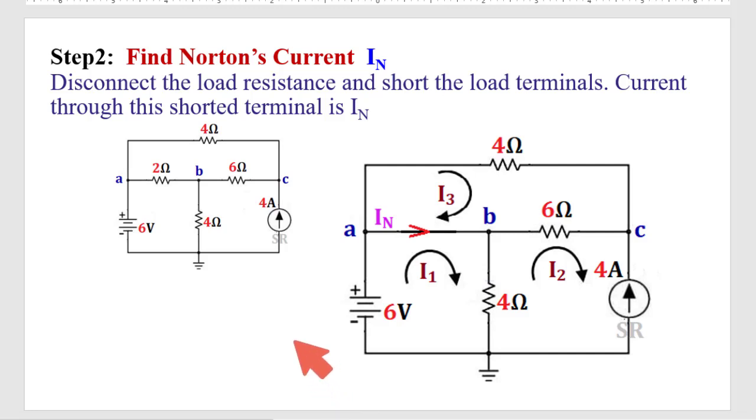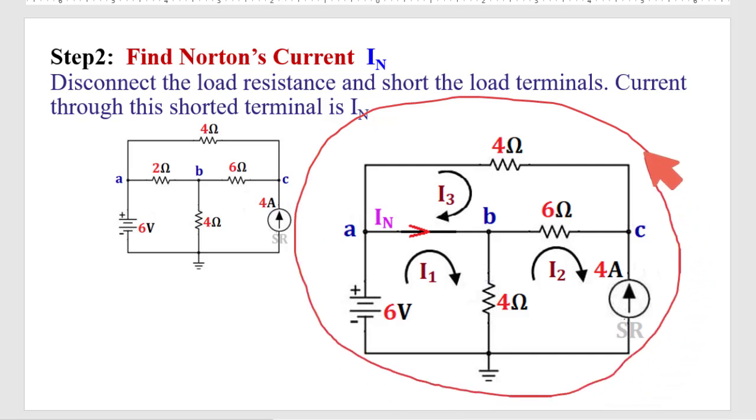To find the Norton current, the normal procedure is to short the load resistance. We need to short this load resistance. So shorting this load resistance here, the current flowing through this short path is the Norton current. So this circuit is the circuit to find Norton current.